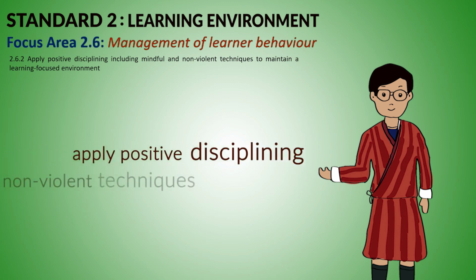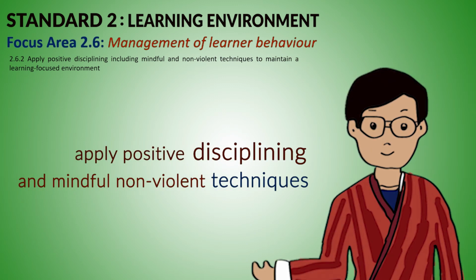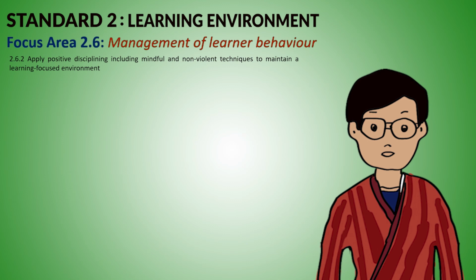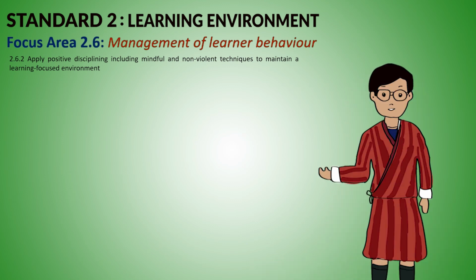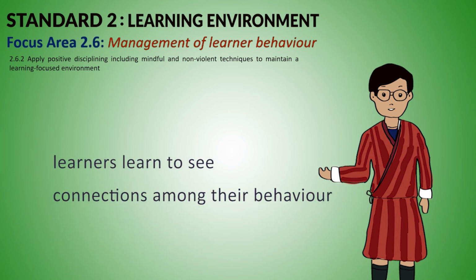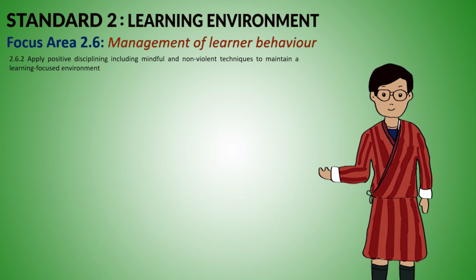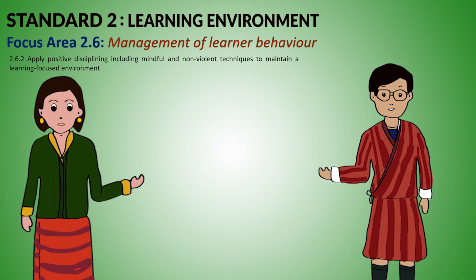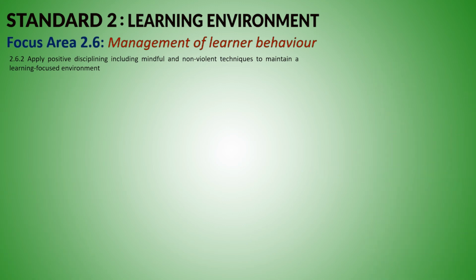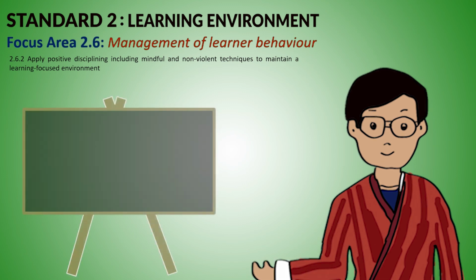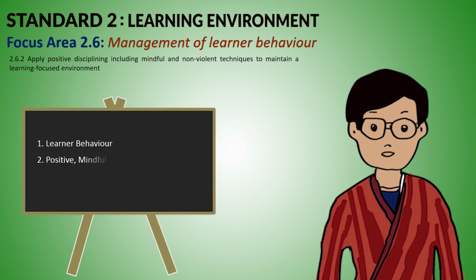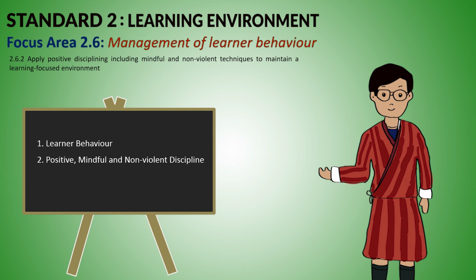Teachers apply positive disciplining and mindful non-violent techniques to ensure a safe and nurturing learning environment for learners. Through such disciplining techniques, learners learn to see connections among their behavior, the personal consequences, and the impact of their actions. What are the key concepts in this indicator? Understanding the key concepts helps a teacher in managing learner behavior. The key concepts are learner behavior, positive, mindful, and non-violent discipline, and learning-focused environment.